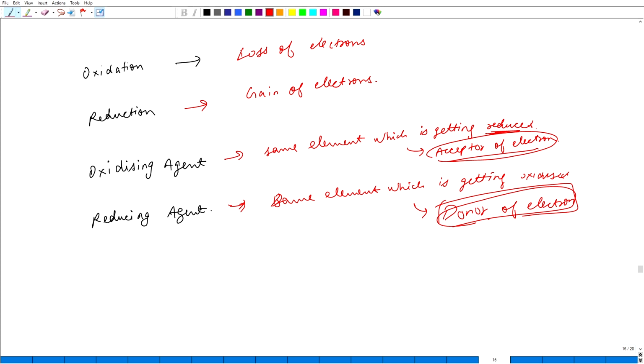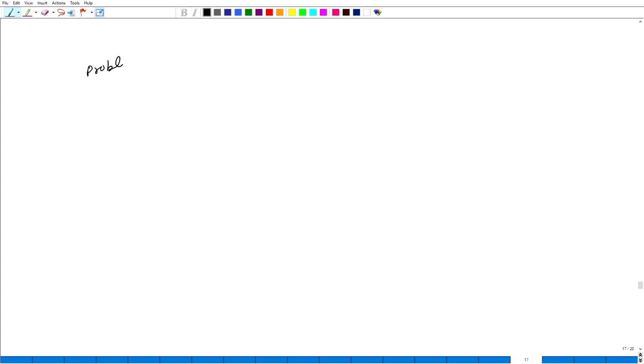There are a few problems in NCERT that I will discuss for your better practice. Problem 7.1: one reaction is given, H2S plus Cl2 forms 2 HCl plus sulfur. I have been asked to identify the species which is going under oxidation and which is going under reduction.